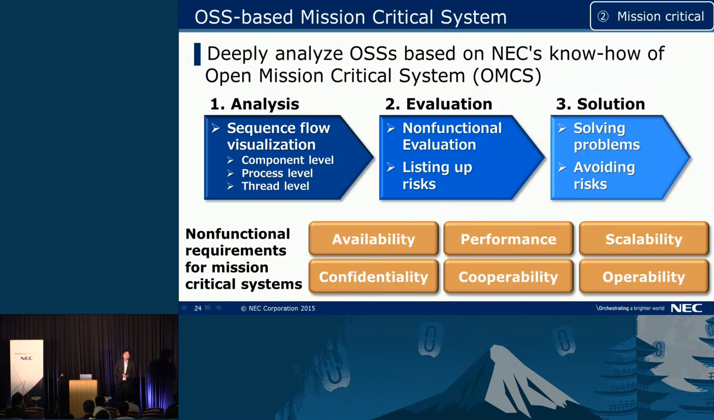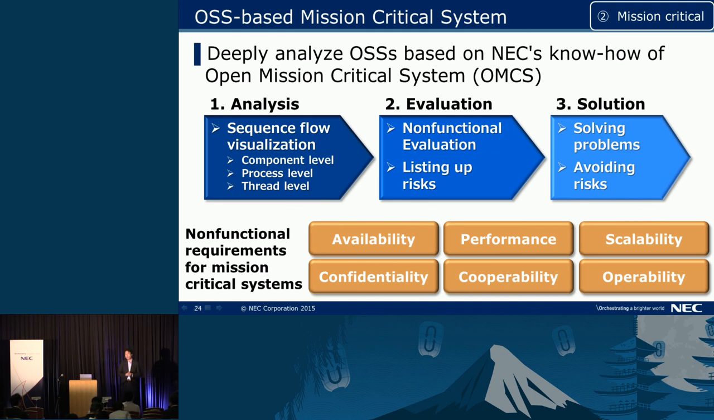Next slide is that NEC has open mission critical knowledge. The bottom box is the non-functional requirements from the customer: availability, performance and scalability, confidentiality, cooperability, and operability. Users also request NEC to realize such non-functional requirements. OSS may have some bugs, but users cannot allow the quality to go down. How do we achieve that quality?